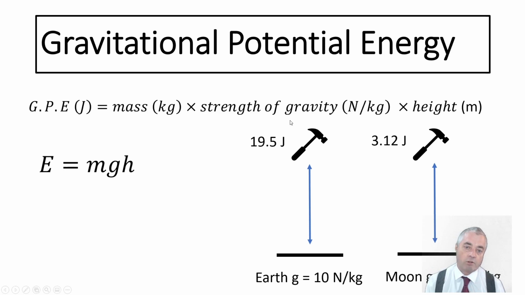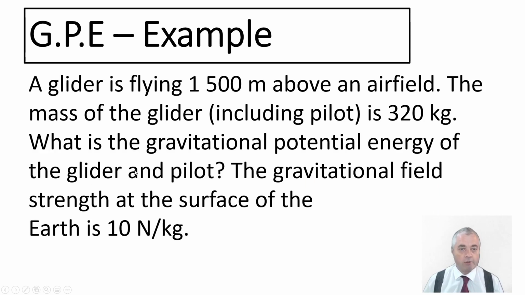So this is the extra factor. It's the strength of gravity in newtons per kilogram. That can also be called gravitational field strength. But if you think about it, it's a gravitational field that's causing the strength of gravity. So strength of gravity and gravitational field strength, they are just the same thing. So that's the formula. If I was writing that in letters, I would write it E equals mgh. So let's have a look at using that.